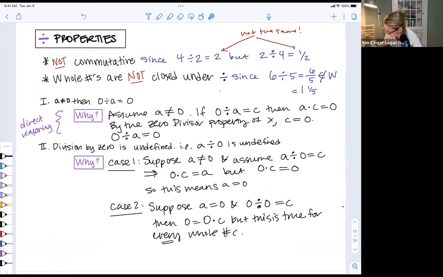And so that would mean that 0 divided by 0 equals 1, it equals 2, it equals 3, it equals 4, it equals a million, right? And that's bad too, right? So this means it's indeterminate.